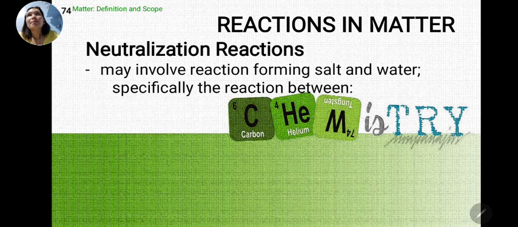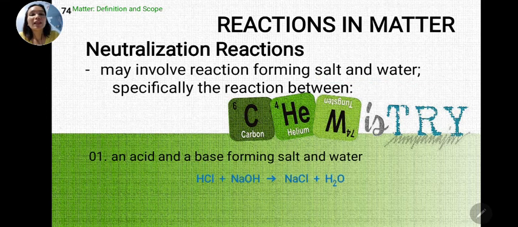So another type is... nakakailan na tayo. So first is synthesis, and then decomposition, and then the substitution, and metathesis reaction. So panglima na to, neutralization reaction. This involves reactions forming salt and water. And these are specific for the reaction between an acid and a base forming salt and water.